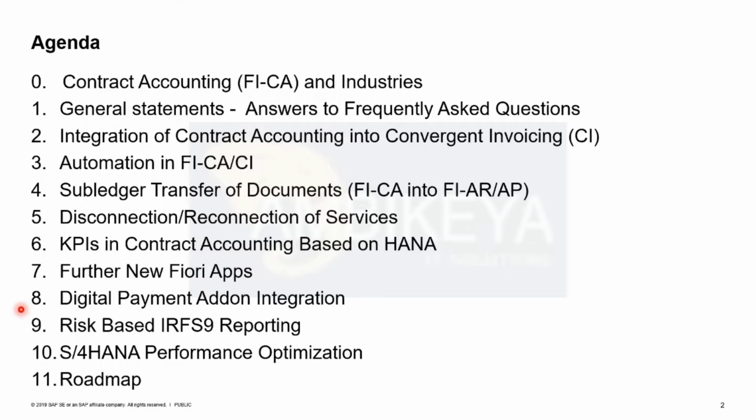Then the digital payment add-on integration, which is available for FICA. The risk-based IFRS 9 reporting, which gives you an overview about value adjustments in FICA. And then the final functional topic is the S/4HANA performance optimization, before Susie will talk about the roadmap. Okay, so then let's start.